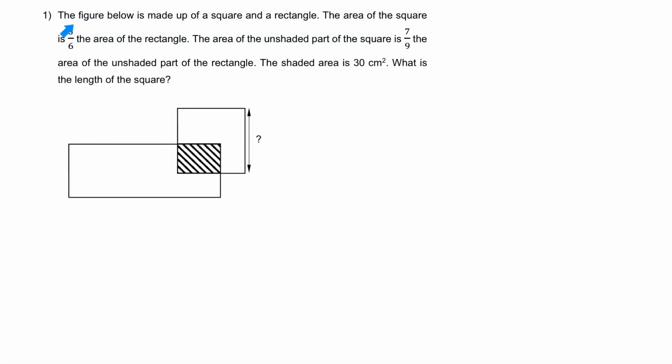Question 1. The figure below is made up of a square and a rectangle. The area of the square is 5/6 the area of the rectangle. The area of the unshaded part of the square is 7 out of 9 the area of the unshaded part of the rectangle. And the shaded area is 30 cm square. What is the length of the square?